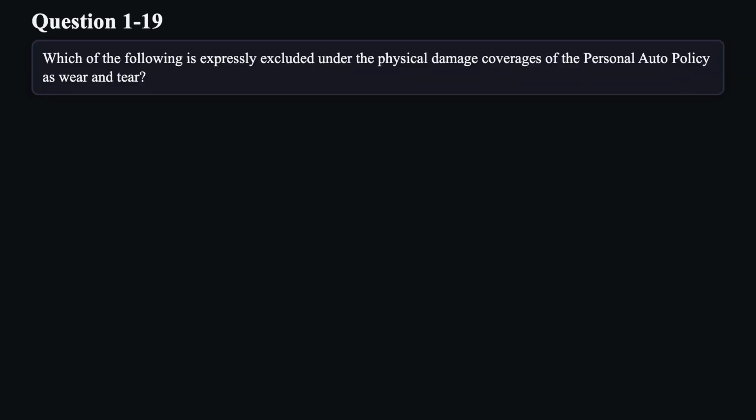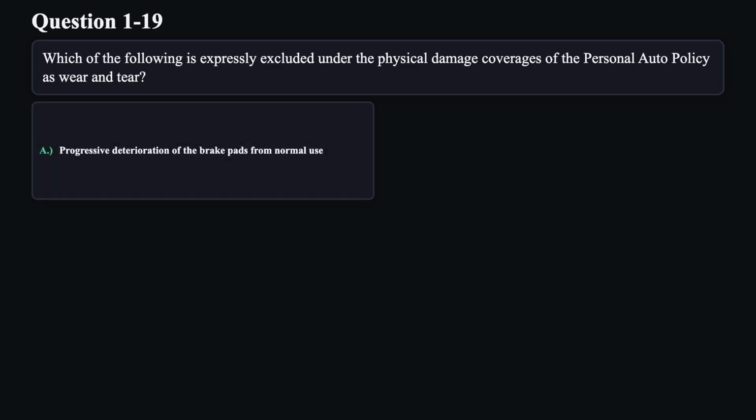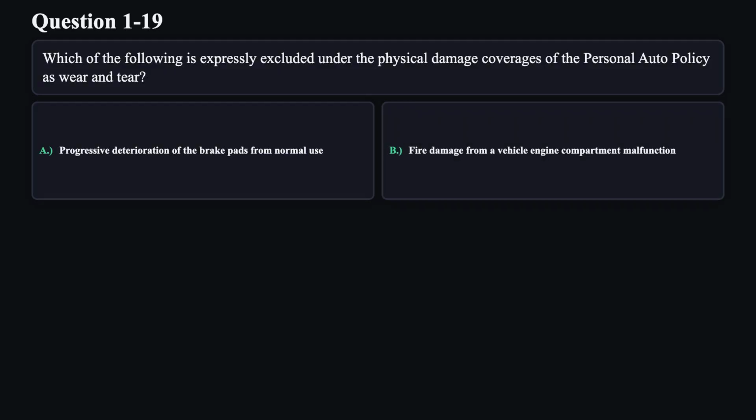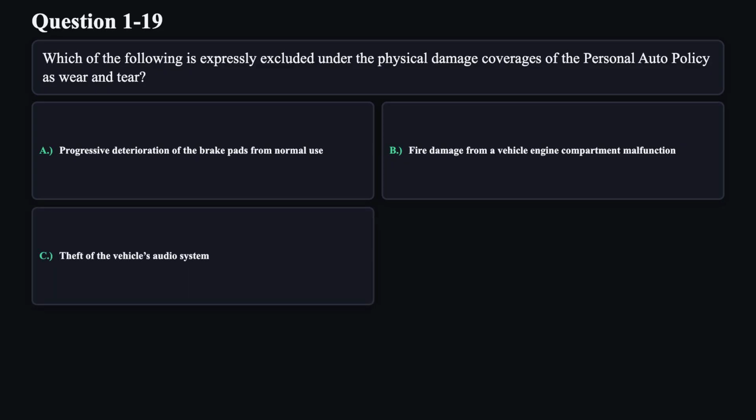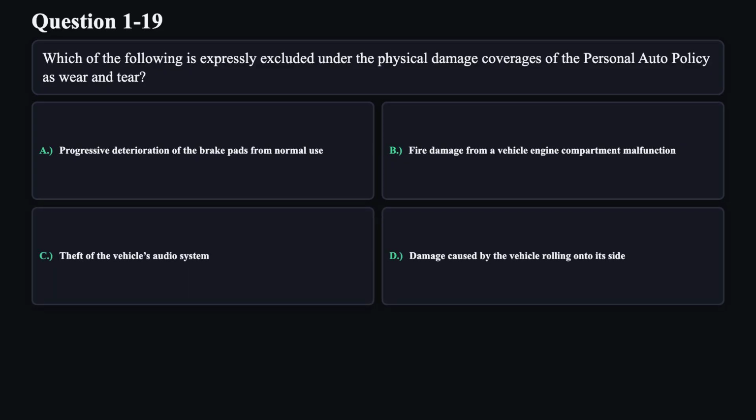Question 19. Which of the following is expressly excluded under the physical damage coverages of the personal auto policy as wear and tear? A. Progressive deterioration of the brake pads from normal use. B. Fire damage from a vehicle engine compartment malfunction. C. Theft of the vehicle's audio system. D. Damage caused by the vehicle rolling onto its side.